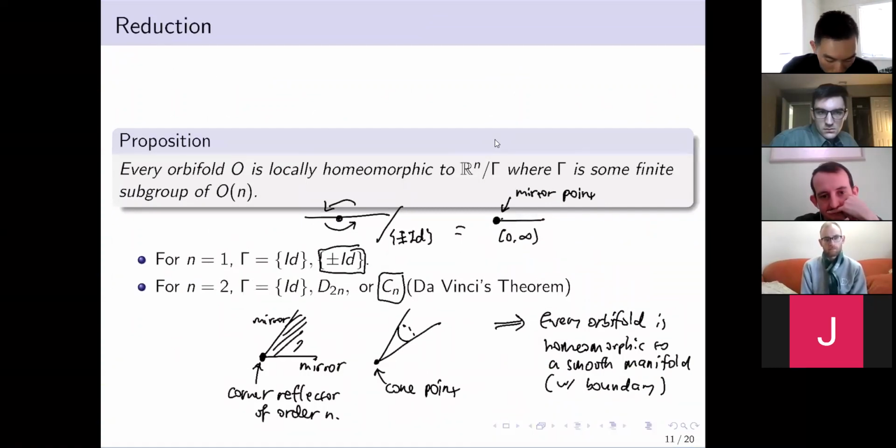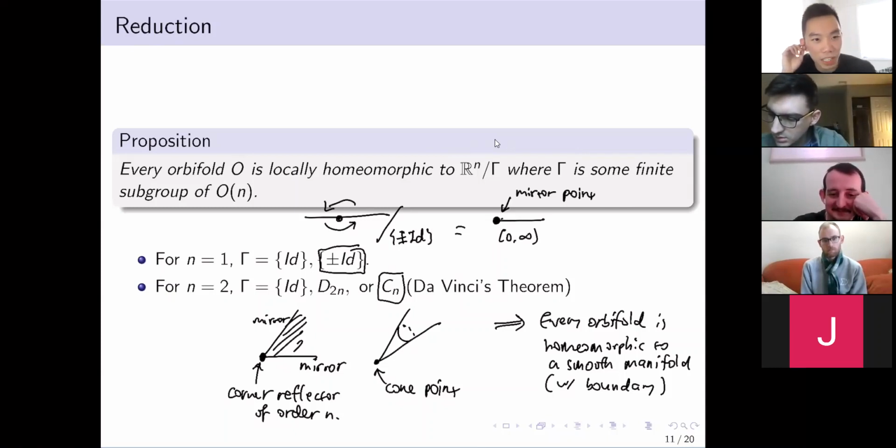So at least in 2 dimensions, we see that the only 2 possible singularities are either the cone points or corner reflectors. Notice that corner reflectors always come with a boundary, so the ones without boundary are always the cone points. Now I want to attempt a classification statement for low dimensions. What are the possible orbifolds out there, and what are the associated geometries?